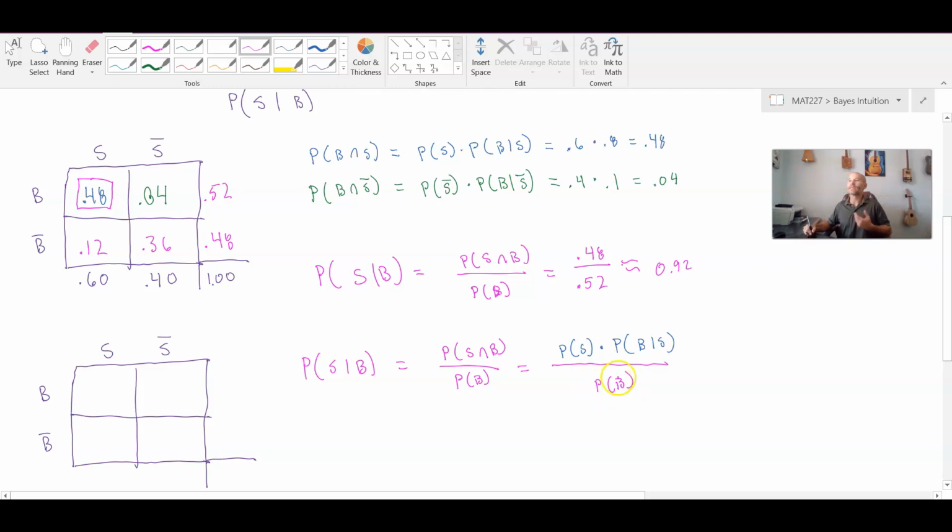Now the probability of B wasn't given to us. That was this 0.52 right here. So the question is, how did we get that 0.52? Well, that's how we're going to have to rebuild this denominator. So we already know that most recently that 0.52 was calculated by taking the sum of the 0.48 and the 0.04. Well, the 0.48, that's the probability of B and S, plus the probability of B and not S.